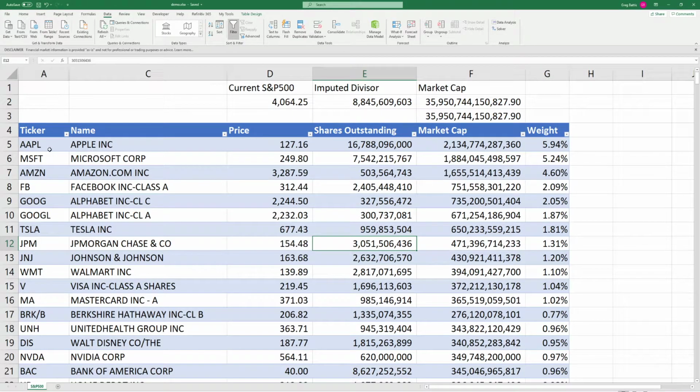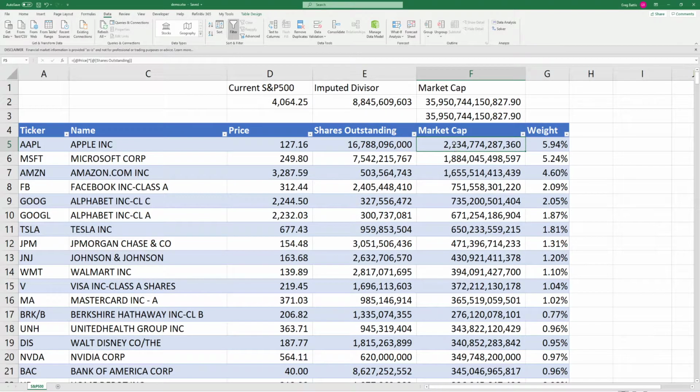You can grab a list of the S&P 500 companies, get their tickers, either in Google Sheets or in Excel, grab their current market price, get the shares outstanding, multiply price times shares outstanding to get the market cap, or the total value of all of the shares together. So when you say Apple is a $2.1 trillion company, you're referring to this, the market cap of the company.